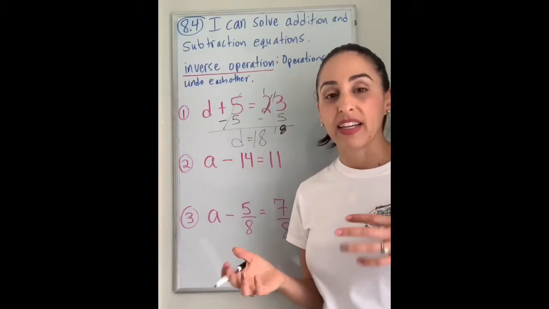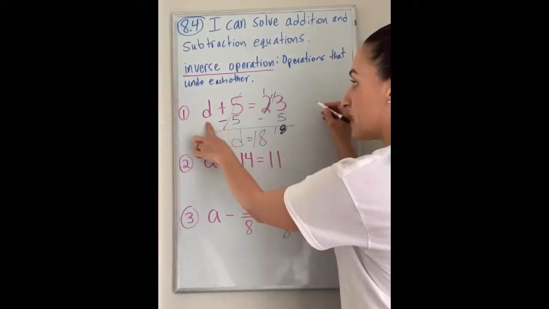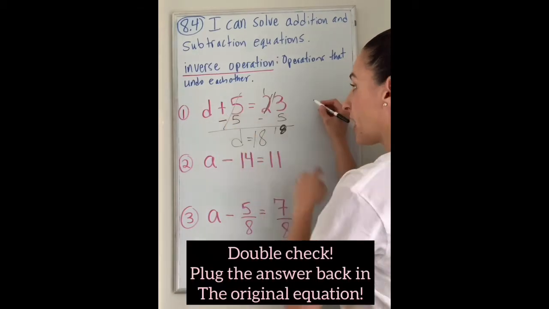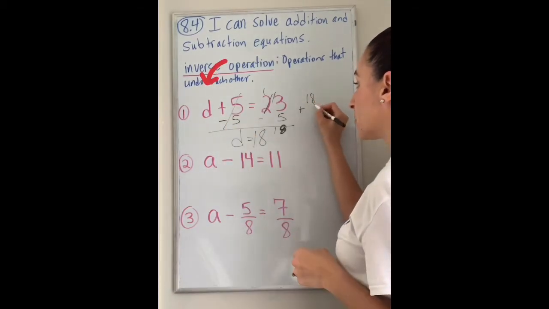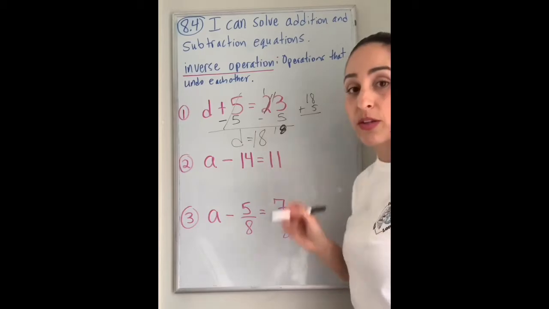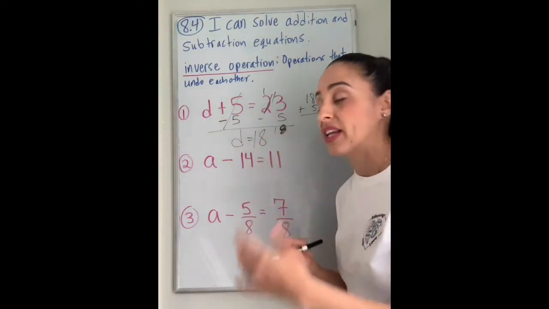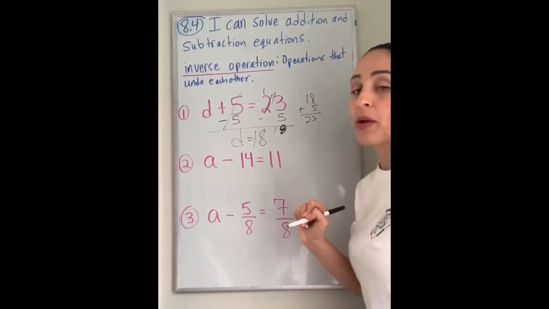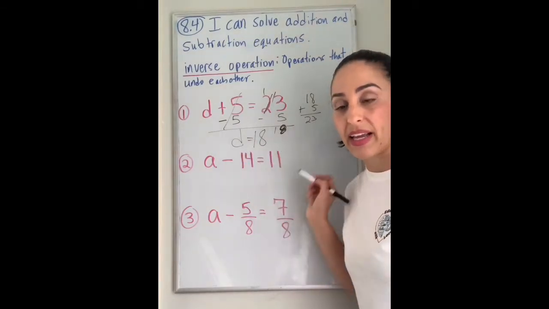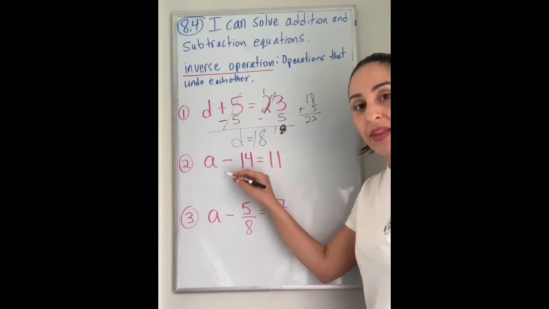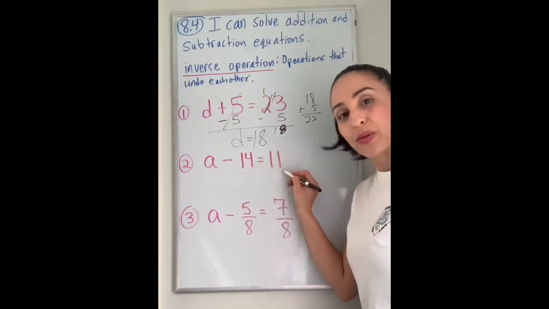So D equals 18. How do you double check your work? D plus 5. So 18 plus 5 has to give me 23. Does it give me 23? 18 plus 5, 19, 20, 21, 22, 23. Yes, it does. All right, so I double check my work, plugging the information back in. Next one. A minus 14 equals 11.